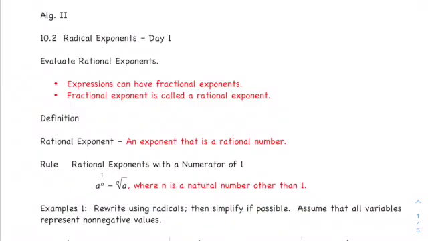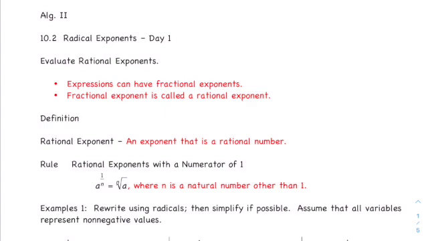Everyone, today we are talking about radical exponents. This is day 1 notes. To start, we're going to evaluate rational exponents. Some definitions. Expressions can have fractional exponents, and a fractional exponent is called a rational exponent.